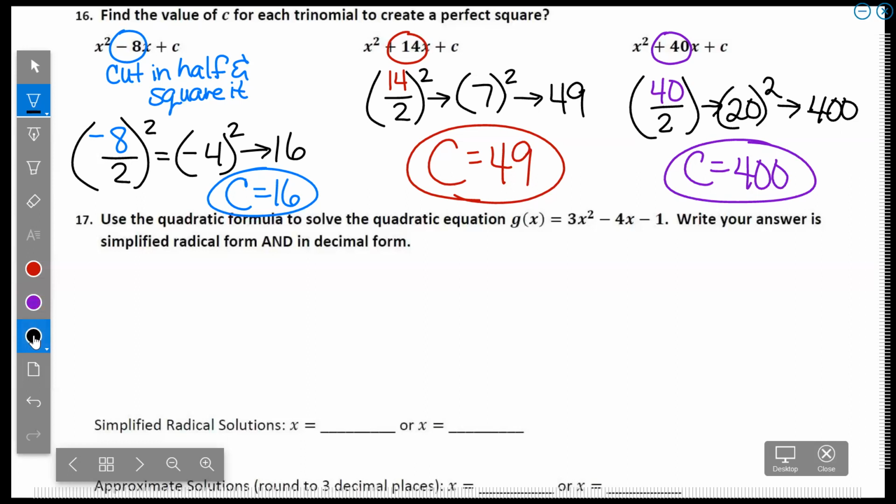Quadratic formula. If you want to put that on your cheat sheet, x equals negative b plus or minus the square root of b squared minus 4ac, all over 2 times a. That fraction bar is really, really big. It goes underneath everything in my numerator.